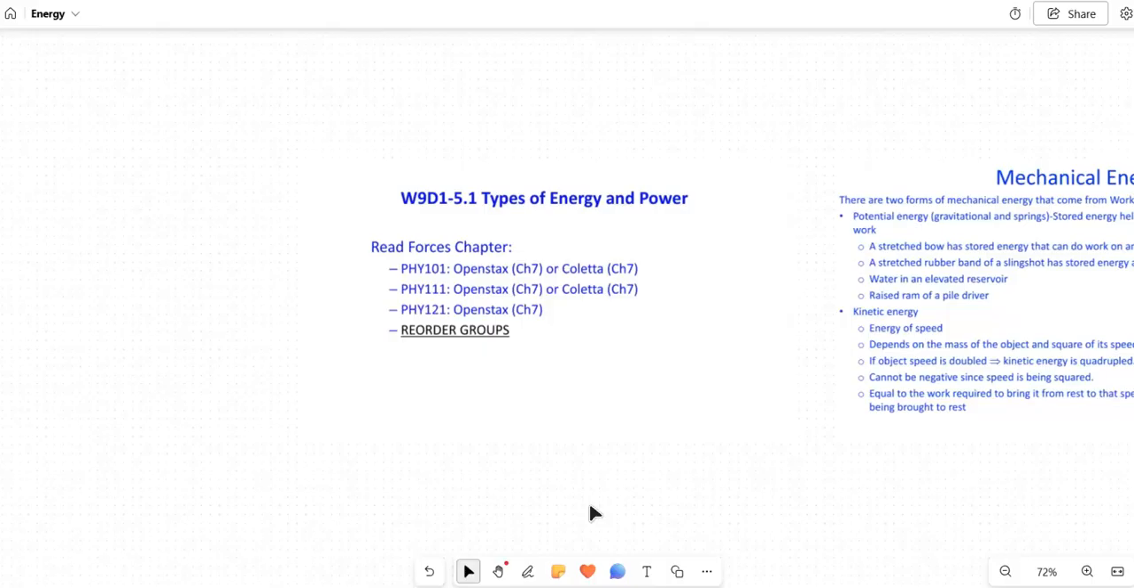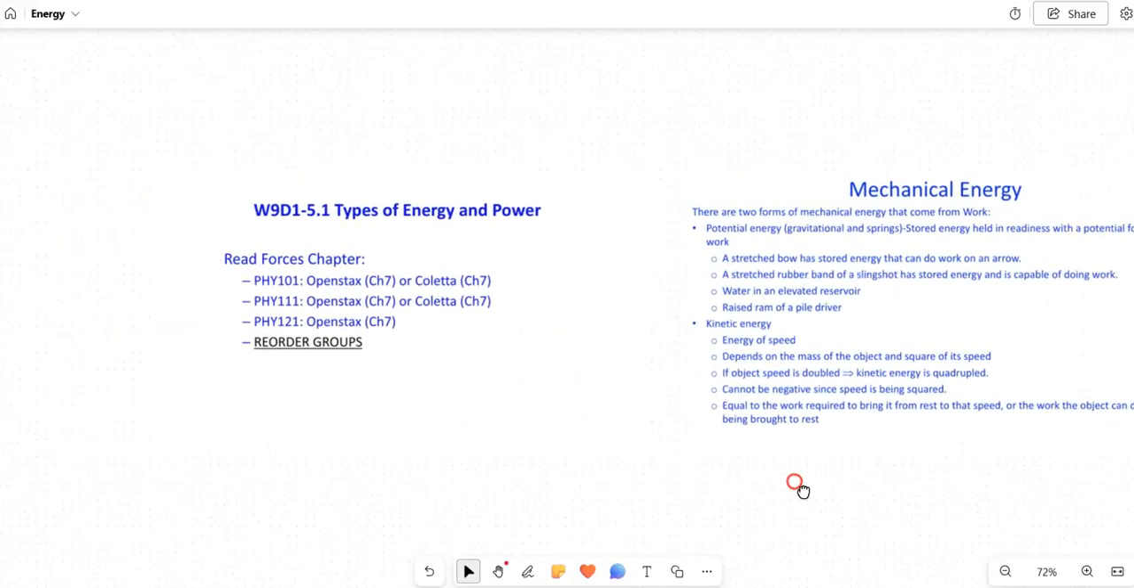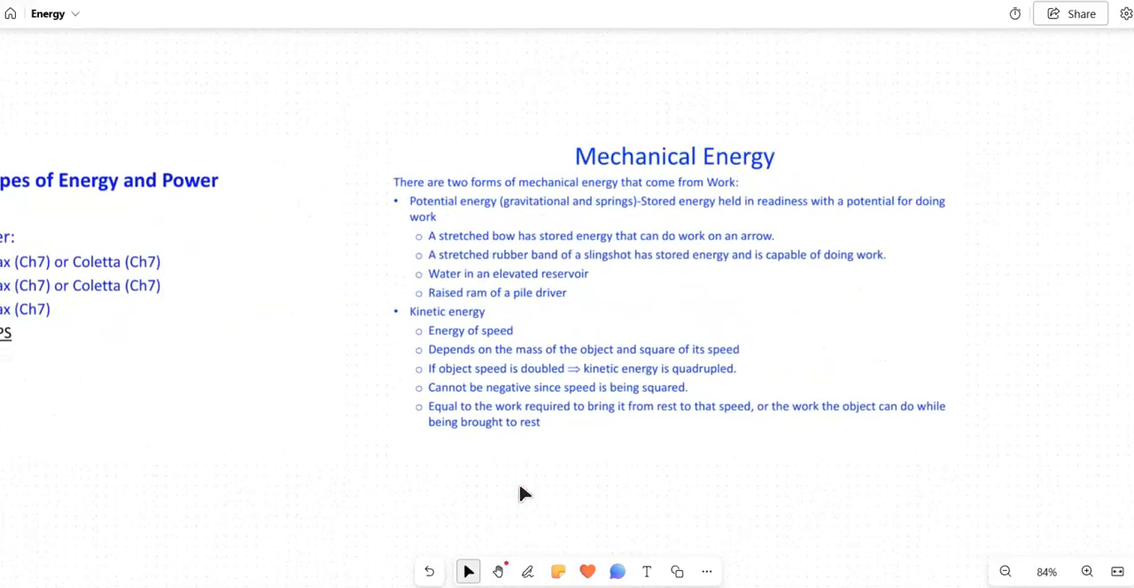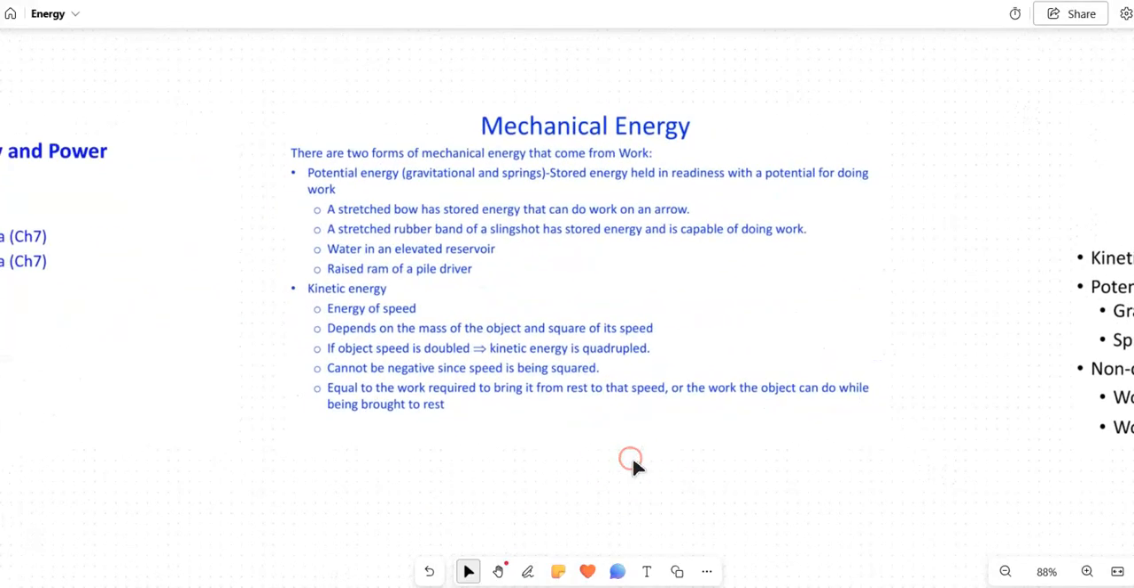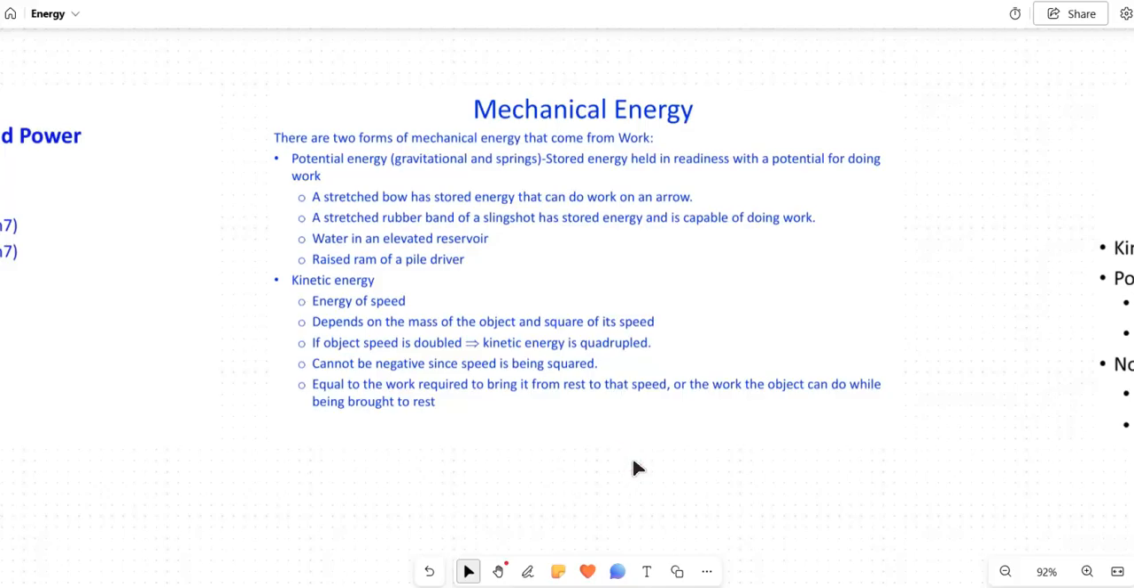We are now in 5.1. Now, in our class, we are going to be dealing with mechanical energy. It's different from types of energies that you're probably used to dealing with in chemistry, where we're not really going to be looking at heat or chemical energy. This is all mechanical energy.